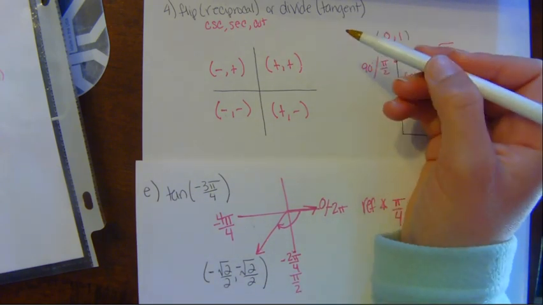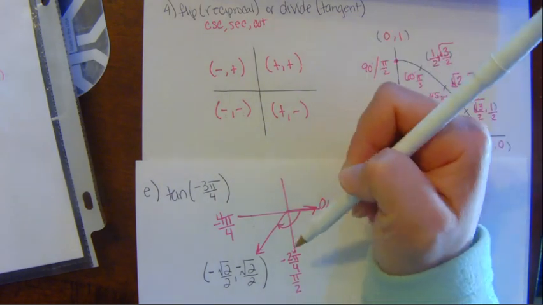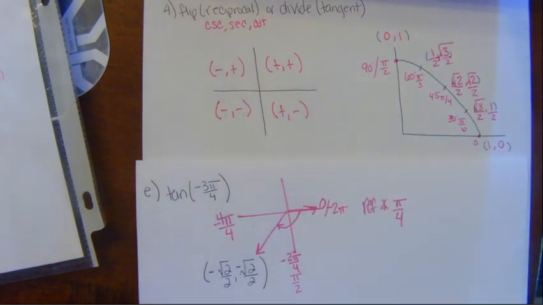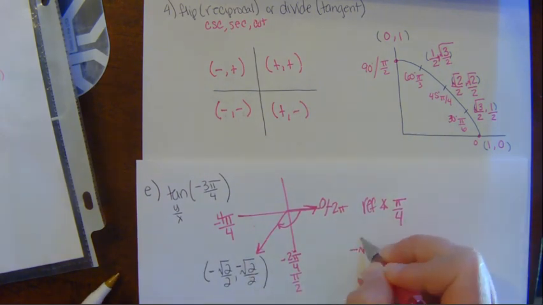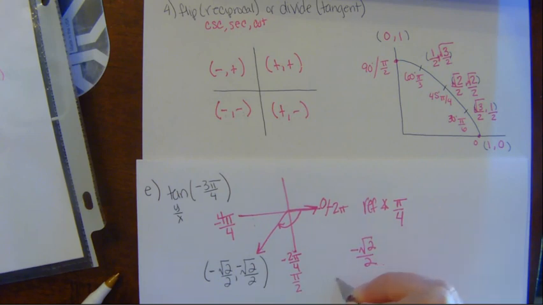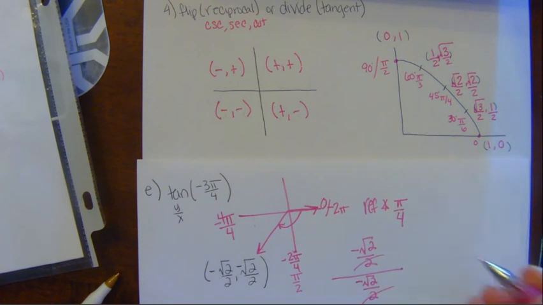All right, so now we're going to have to do step 4. We don't always do step 4, but we're going to have to divide because we have a tangent. You've got to remember that tangent is y over x. So I'm going to take my y coordinate, negative radical 2 over 2, and divide by my x coordinate, negative radical 2 over 2. You're seeing that those cancel out. Negative radical 2 over negative radical 2 is just going to be a regular plain old 1. All right, let's look.